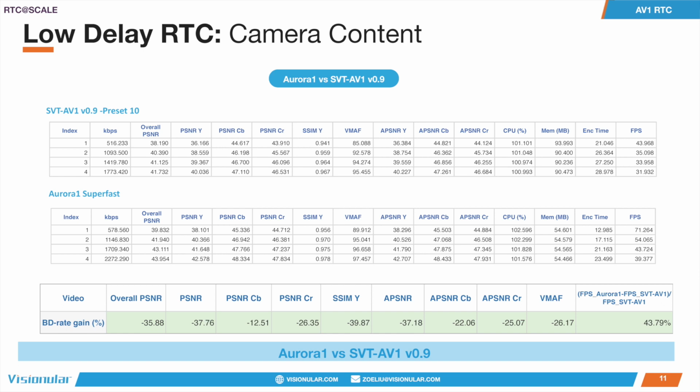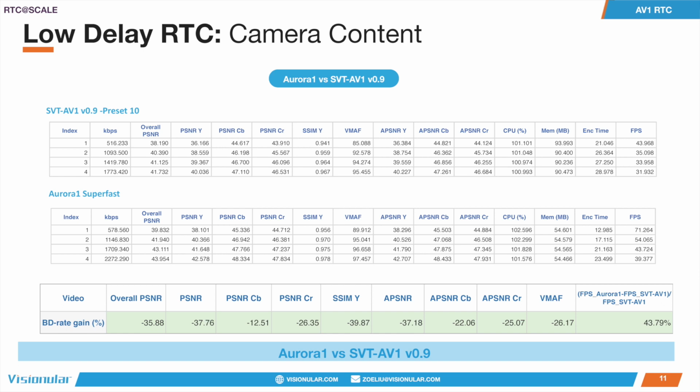And then here we compare against the most recent version of SVT-AV1. They just released version 0.9. Here we compared against their preset 10. They have rolled out new speed levels from 9, 10, 11, 12, 13. So we chose a little bit slower one in this slide, preset 10. And Aurora1 can achieve about 25 to 35% bit rate gain while running at a much faster speed, more than 40%. And this is for the single thread comparison.